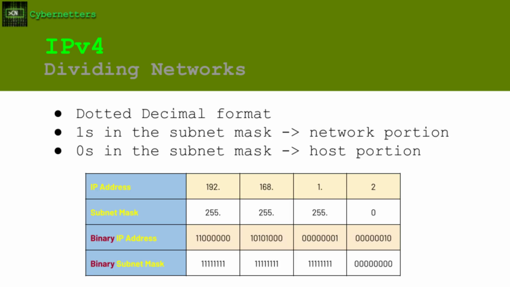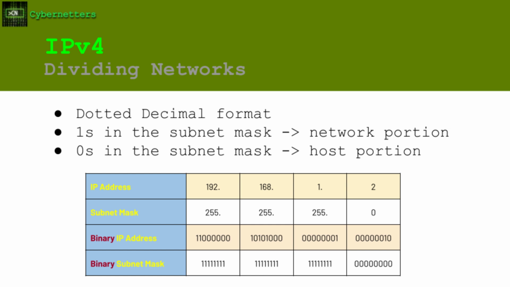So the subnet mask determines which part of the IP address represents the network and which part represents the host within that network. It does so by using binary numbers. The ones in the subnet mask represent the network portion, and the zeros in the subnet mask represent the host portion.